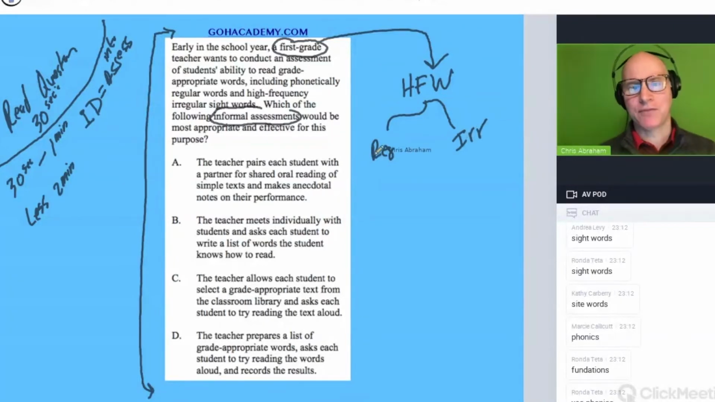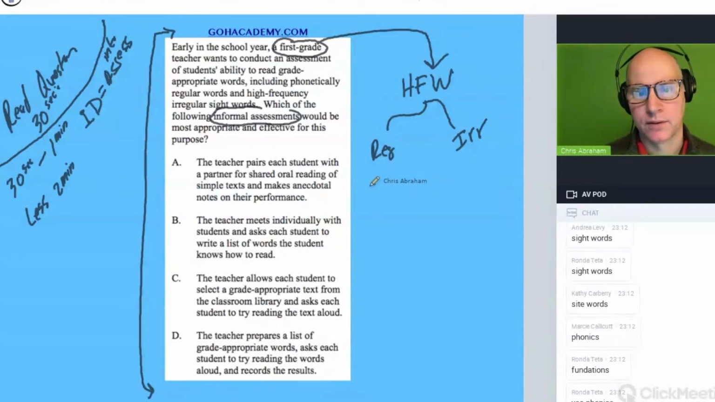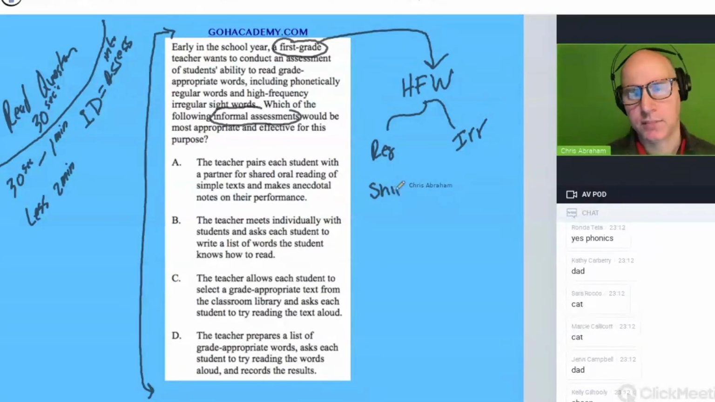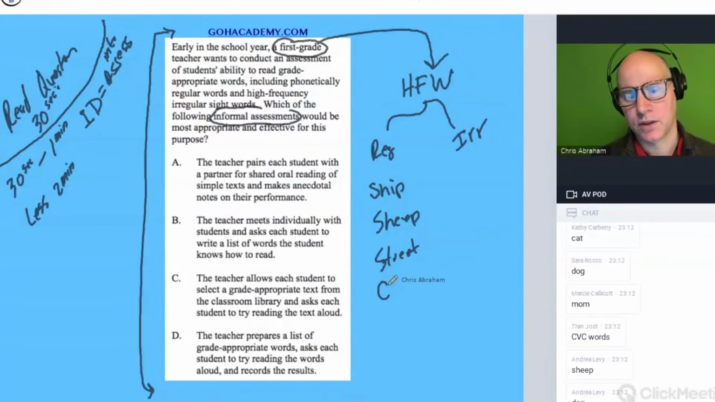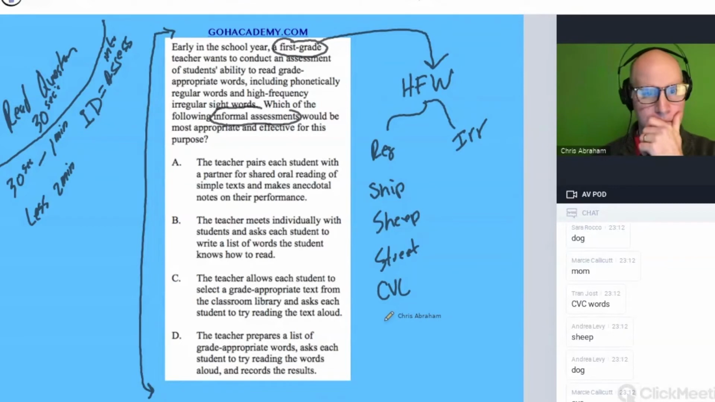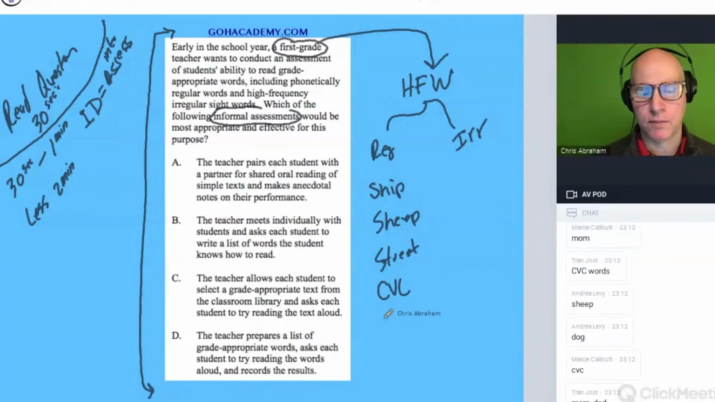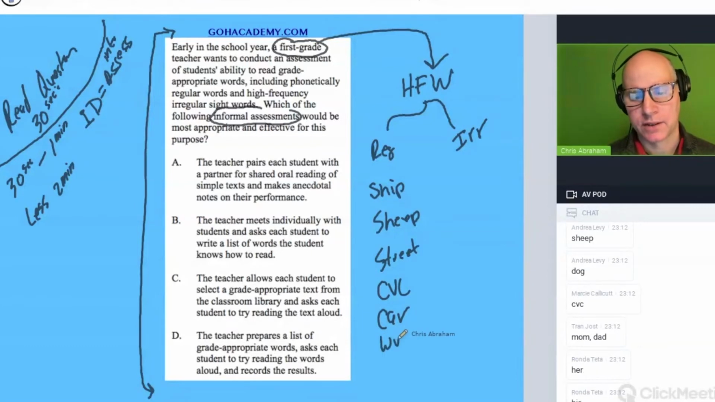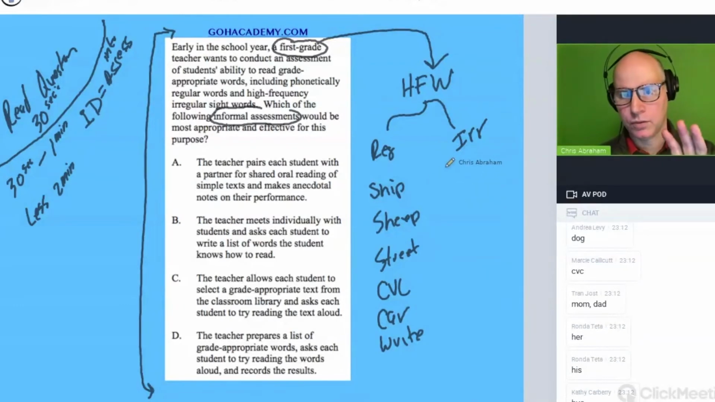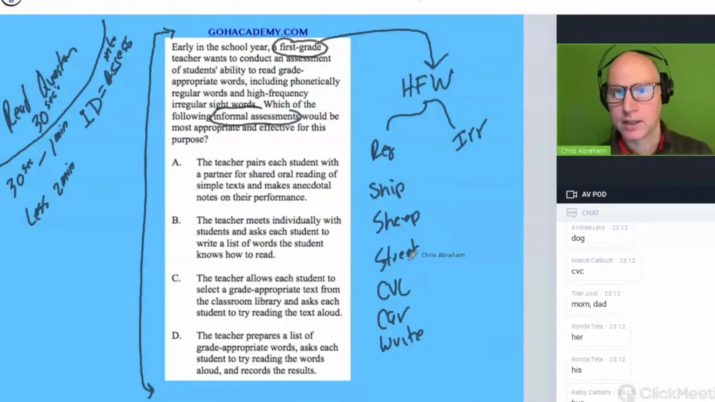What are some high frequency sight words that are regular? What words might we have? Everyday words. Ship, sheep, right? Street. CVC words. What else? Maybe we have car, control. Maybe we have right. Okay, let's do irregular. So let's stick with this for a moment, just looking at the regular words.